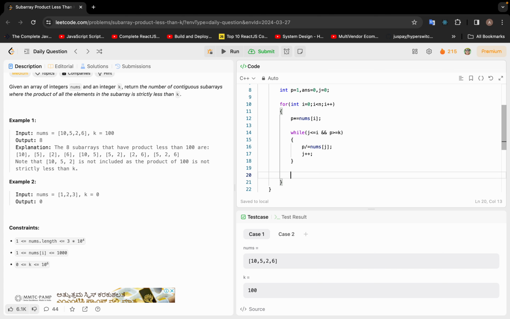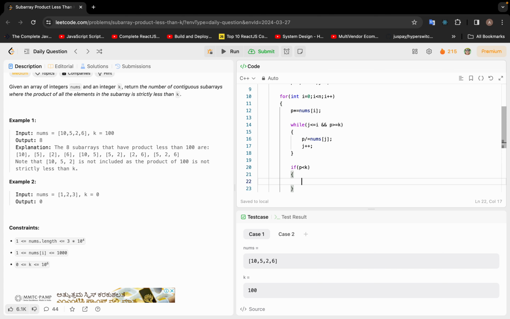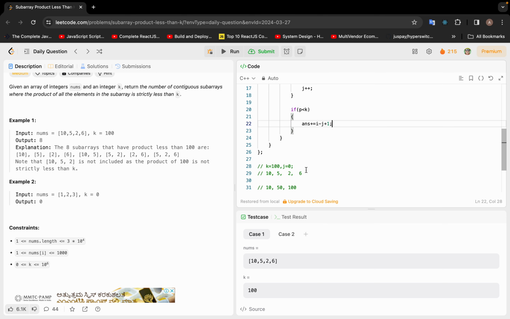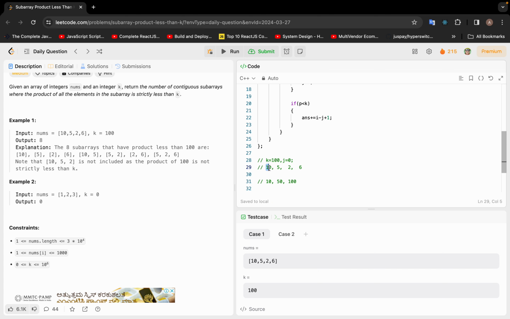And after that I will check whether p is less than k, then I will simply include this in my answer. Why am I doing i minus j plus 1? That's the reason. Suppose this is 10 5 2, and k is 100. So suppose this is 10, I have included. Now I will take i minus j plus 1, which is equal to 1, this 10 is included.